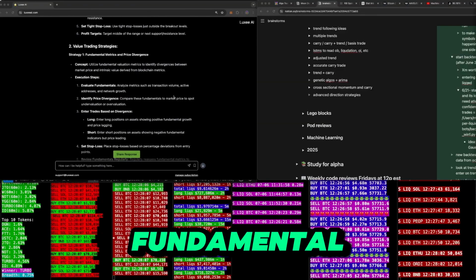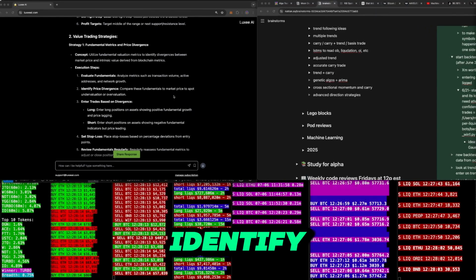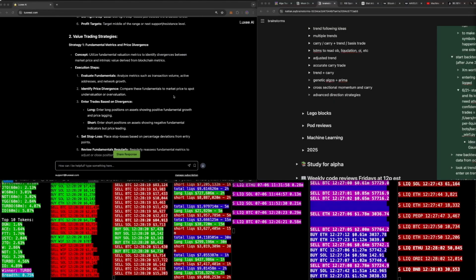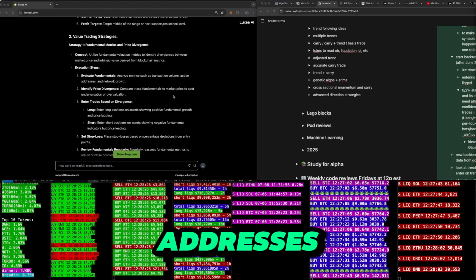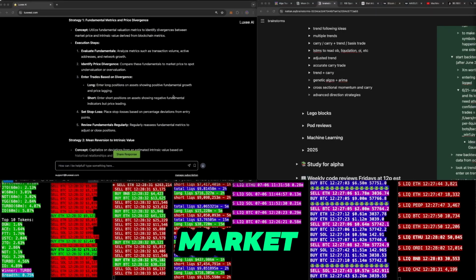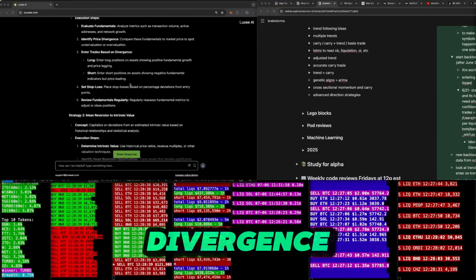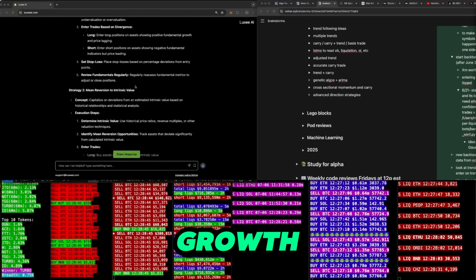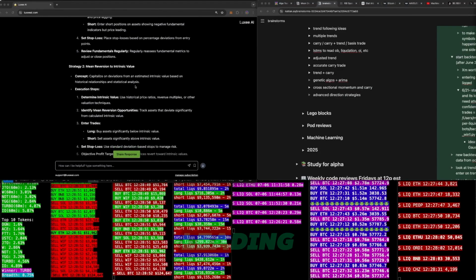Value trading strategies, fundamental metrics and price divergence. Utilize fundamental valuation metrics to identify divergences between market price and intrinsic value derived from blockchain metrics. Evaluate fundamentals. Analyze metrics such as transaction volume, active addresses, and network growth. Identify price divergence. Compare these fundamentals to market price to spot undervaluation or overvaluation. Enter trades based on divergence. Enter long positions on assets showing positive fundamental growth and price lagging. Enter short positions on assets showing negative fundamental indicators but price leading.